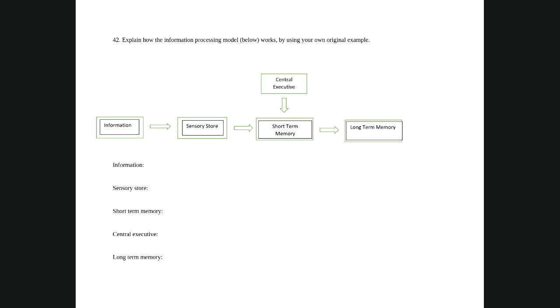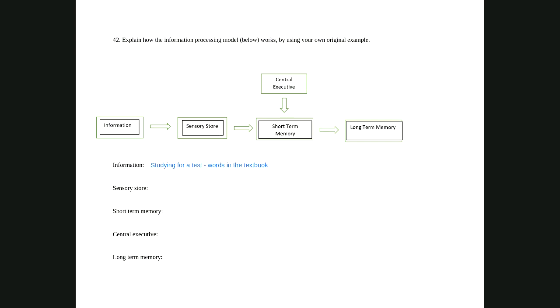I have the model already laid out for you, so all you have to do is fill in the blanks on what's happening in each stage of the model. For the information part, all you need to tell me is what your example is essentially. We've gone over this in class, and I believe I used the studying example, so we'll stick with that. Our information is that we're studying for a test. The information would be your textbook, the words in your textbook. So it's as simple as that for information. You don't need to put too much there.